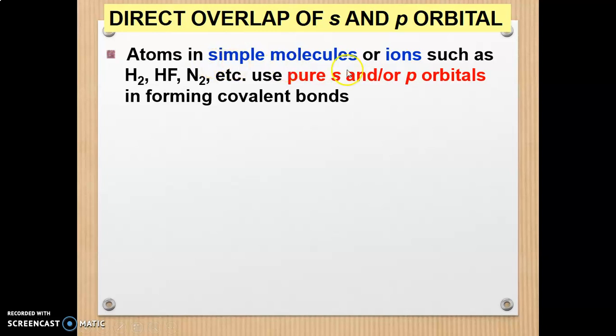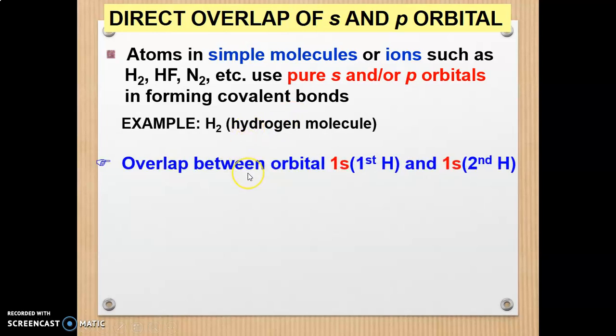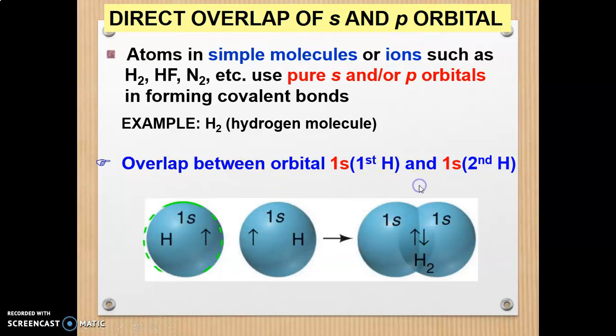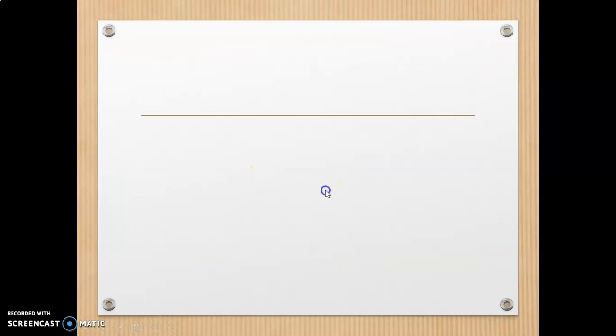Atoms in simple molecules or ions such as hydrogen, hydrogen fluoride, nitrogen, and etc. use pure s and/or p orbital in forming covalent bond. Example, hydrogen molecule. Overlap between 1s and 1s. Example, hydrogen fluoride.